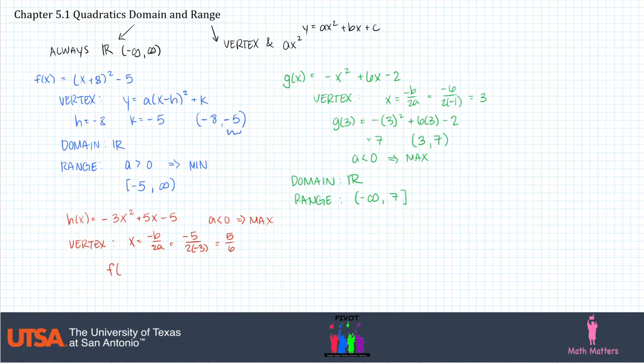Then if we plug this back into the function, our y-coordinate is going to be negative 35 over 12. So for h of x, we have the domain being all real numbers, and then the range goes from negative infinity to negative 35/12, and that's included.